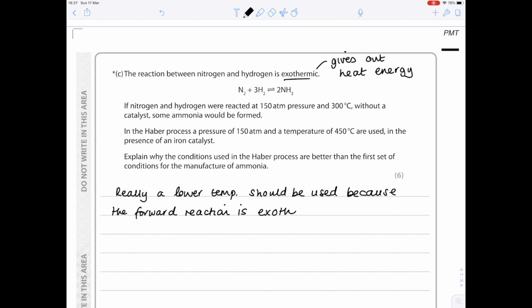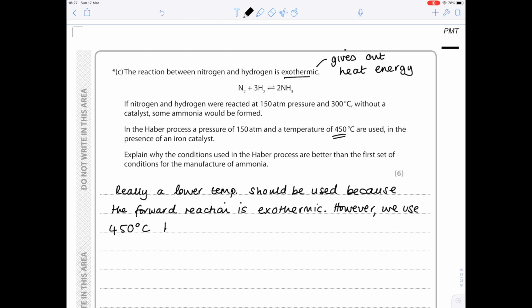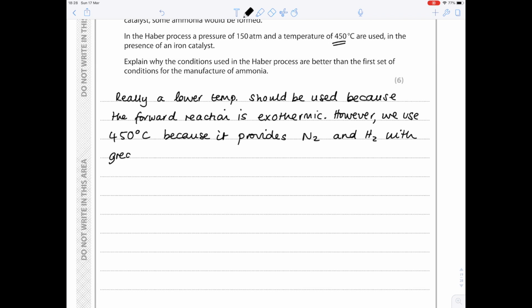But what's the problem with low temperatures? Well, it means that the rate of reaction is too low because the reactant particles have little kinetic energy. So that's why we actually increase that temperature to 450 degrees. So let's state that now. However, we use 450 degrees Celsius because it provides reactant particles, or let's just call them nitrogen and hydrogen, with greater kinetic energy so collisions occur more frequently.